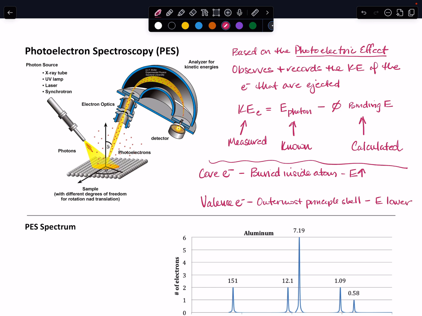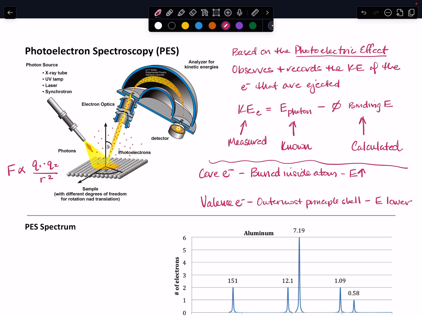Don't forget, Coulomb's law is in play here. It's very important. It's one of my favorite laws. I love it so much. The force of attraction between the electrons and the protons is proportional to the charge on each divided by the distance between the two squared.